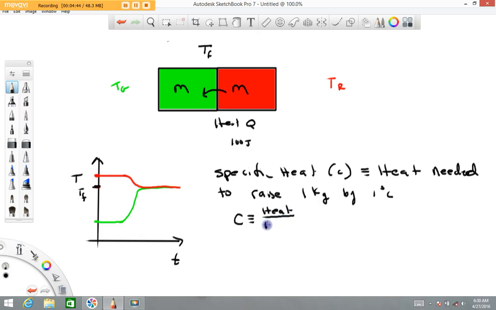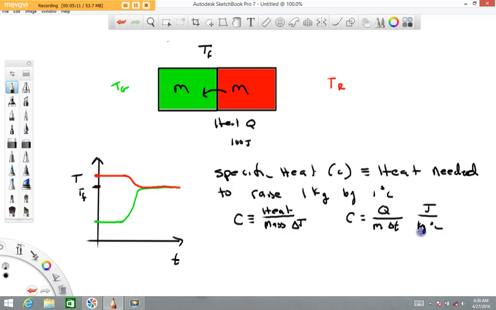So if we look at mathematically how that's defined, specific heat is defined as heat over mass degree centigrade, or I'll put delta T here. It's heat per mass degree centigrade, or written more in equation form, C is equal to Q, because Q is the variable that typically represents heat, over m delta T. So your specific heat has units of joule per kilogram degrees centigrade.